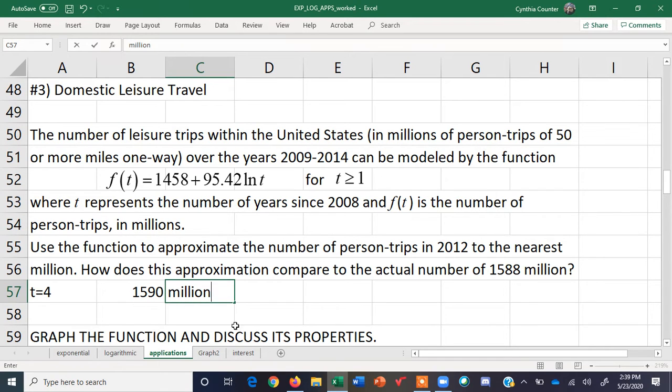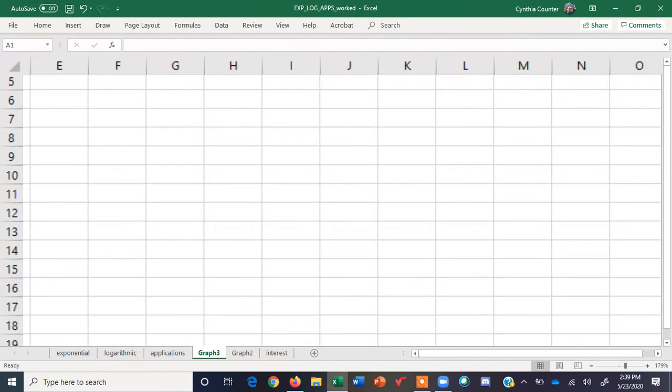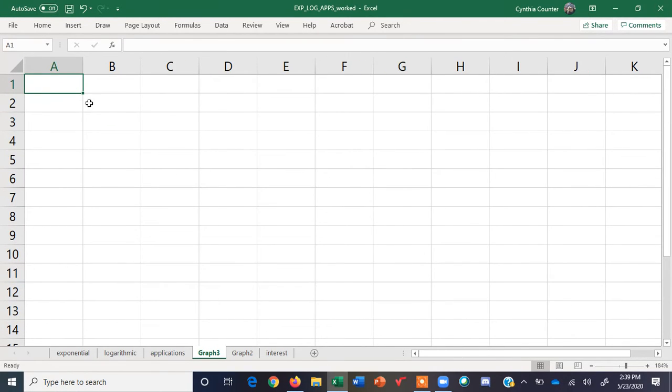Let's now look at the graph and discuss its properties. So I'm going to create, well, let me first copy this, Control C. Then I'm going to make another tab. We'll put graph problem 3 here, enter. Make this a little bigger. Let us paste the function so I can see it. And remember, t started at 1. Then we have f of t.